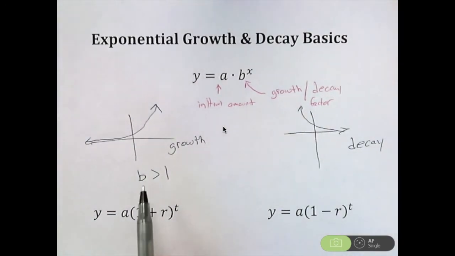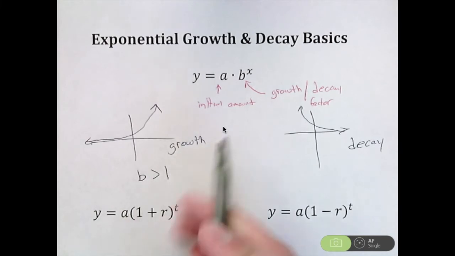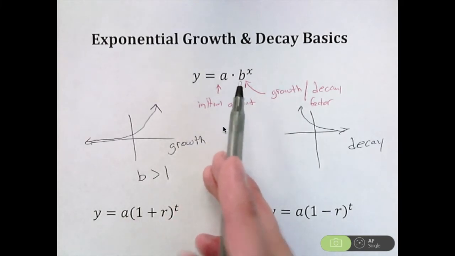So those numbers are like 2, 3, 4, 5, 6. So when you think about taking your height and multiplying it by 2 or 3, you're going to notice it gets bigger or it grows. So numbers bigger than 1, that represents growth for B.